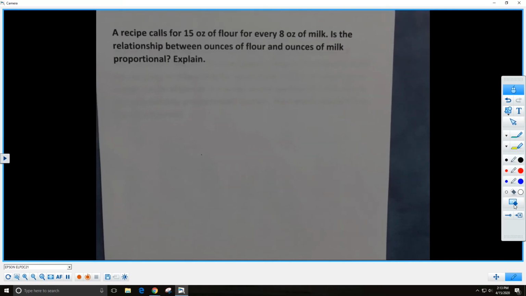A recipe calls for 15 ounces of flour for every 8 ounces of milk. Is the relationship between ounces of flour and ounces of milk proportional? Explain. So what do you think? Is this proportional? And can you explain why? I'll pause while you think about that.